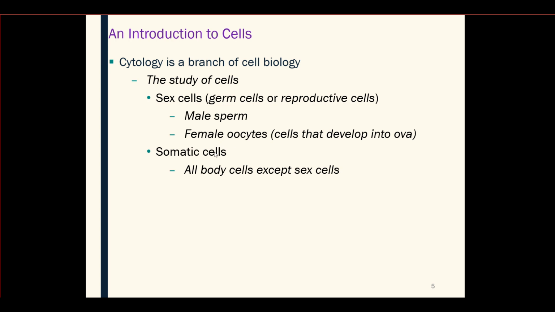The cells that we will be looking at mostly this semester in A&P 1 are what we call somatic cells. This word somatic is very important. Somatic means body, so this includes all of the body cells. All the cells that make up our frame, our body, are known as somatic cells. And again, that's going to be the focus of A&P 1.